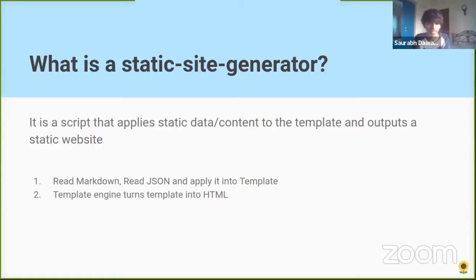So this is the basic top view of how they work. You read Markdown, you read JSON, and apply it into a template. By template, I mean something that browsers don't understand, so you need to compile it into HTML. A template engine turns a template into HTML.